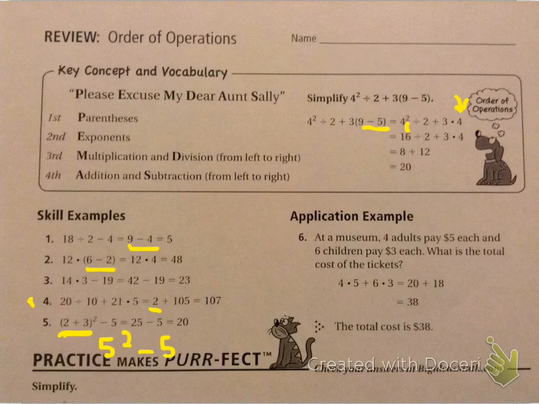Now let's look at our application example. It shows that at a museum, 4 adults pay $5 each and 6 children pay $3 each. What is the total cost of the tickets? You're going to figure out how much they spent for adults, how much they spent for kids' tickets, and add them together. So 4 adults at $5, 4 times 5, is 20. And then you have your kids' tickets, 6 of those for $3 each, so 6 times 3 is 18. So you take the 20 plus 18 and get 38.